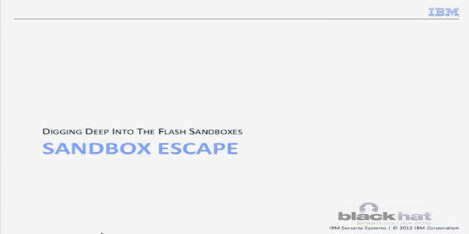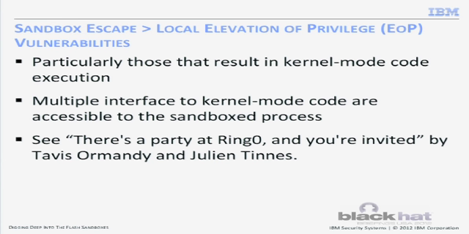We'll now discuss the different methods for a Sandbox Escape. Most of the items discussed here do not only apply to the Flash sandboxes, but can also be applied to other sandboxes as well. So the first option for an attacker to conduct a Sandbox Escape is to exploit local EOPs, especially those that result in kernel mode code execution. With multiple interfaces still available to the sandbox process, such as system calls and device objects, exploiting local EOPs is an ideal way to escape the sandbox.